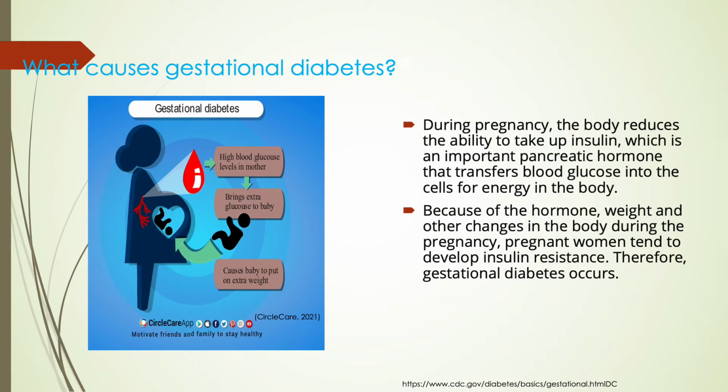So what causes gestational diabetes? During pregnancy, the body reduces its ability to take up insulin. Insulin is very important for the body because it's produced by the pancreas. It's a hormone that transfers blood glucose into the cells for energy. Because of the hormone changes, weight, and all of the other changes in the body during pregnancy, pregnant women tend to develop insulin resistance. Therefore, gestational diabetes occurs.